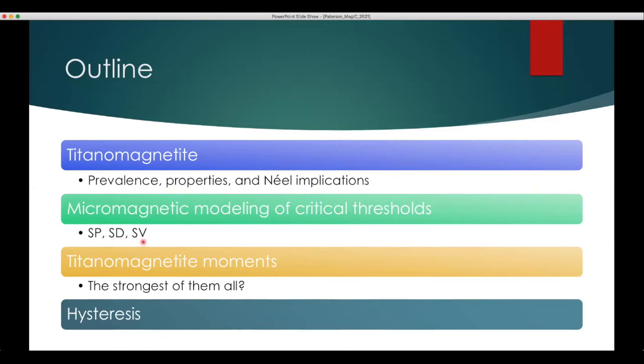And we've also been looking at modeling the magnetic moments, the magnetizations that are carried by the titanomagnetite series, and really looking at how they compare and how it changes with size, shape, and composition. And lastly, I'll talk a little bit about some of the latest results that we've got, looking at some of the hysteresis parameters in the modeling of hysteresis and backfield data for TM compositions.